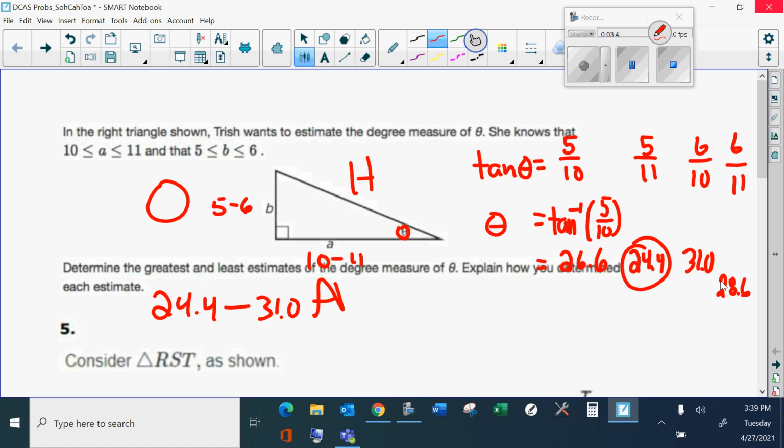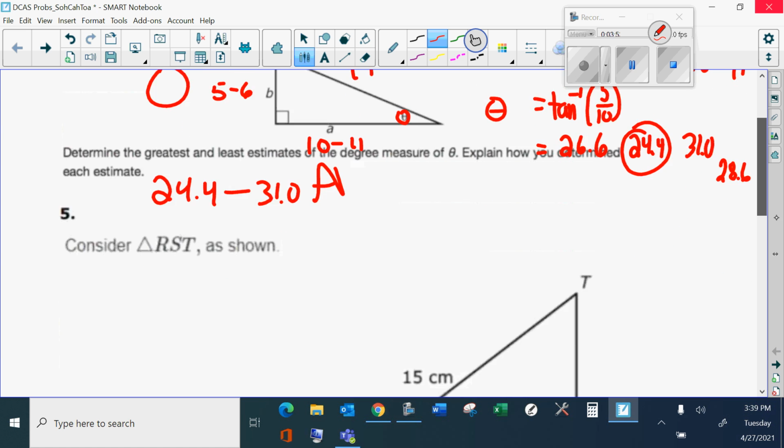And you just explain this in the box. Just write down all those numbers that we just calculated right there. All right, next one.